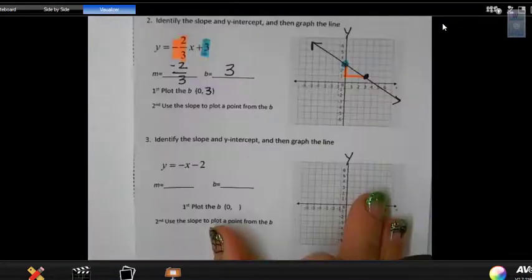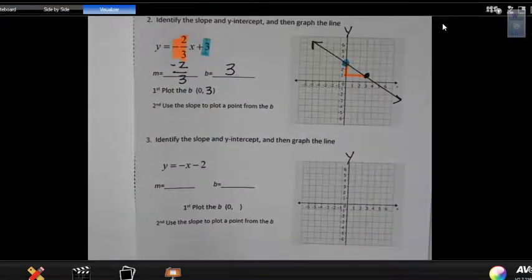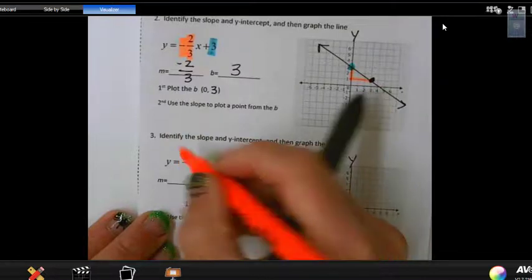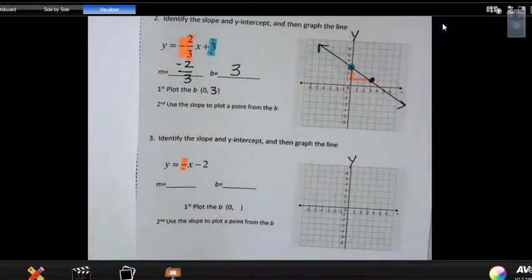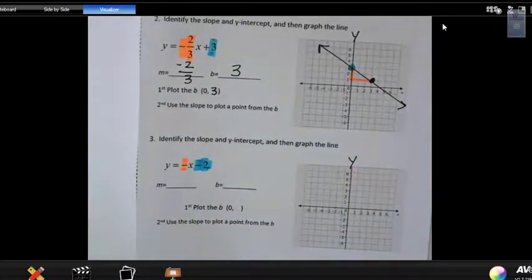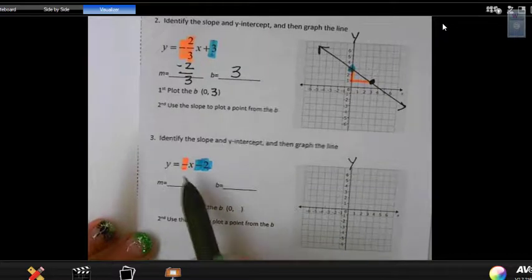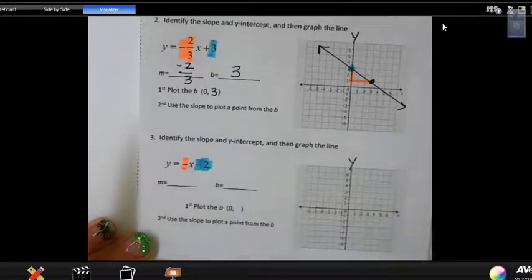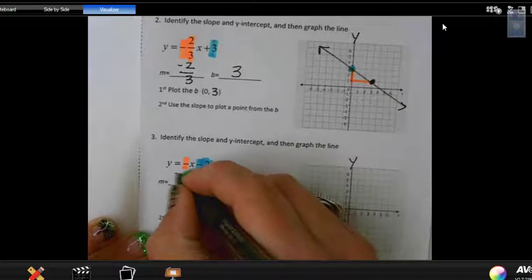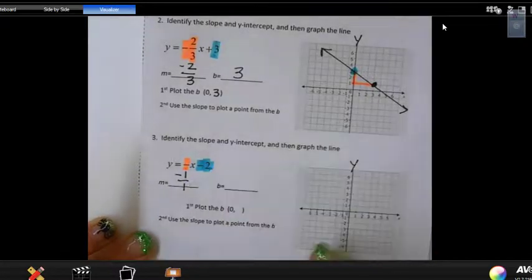Last example. Highlight. Oh, okay, I just have a negative in front of that x. I'll have to think about that here in just a second. And then I have negative 2. And because there's a minus on it, that indicates that it's negative. Okay, so for my slope, I have negative x. All right, so what number is actually there? Negative 1. So I'm going to write negative 1 over 1.